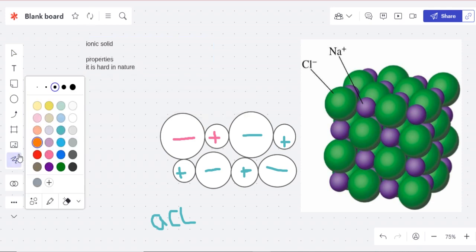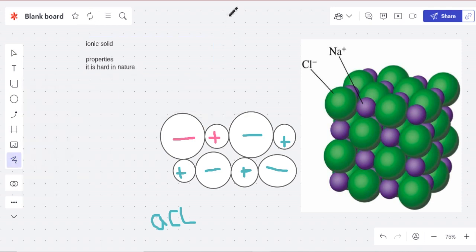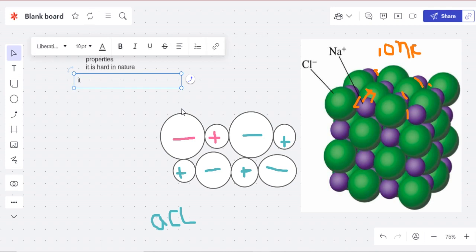So let's make a structure here. You know that this is sodium chloride, an ionic compound, an ionic solid. As you can see, there are no intermolecular spaces; they are negligible. This is a 3D crystal structure. There are no intermolecular spaces here, here, or anywhere, due to which it is very hard in nature. And that's the reason it has a high melting and boiling point.